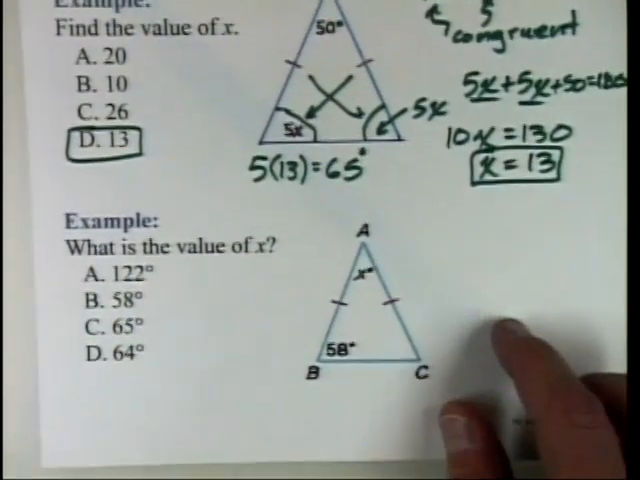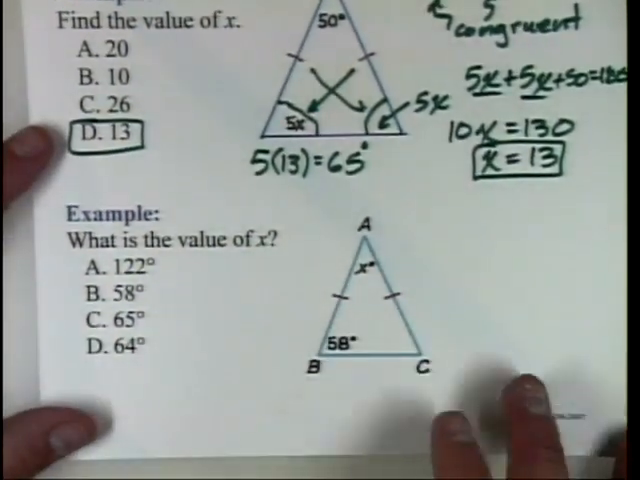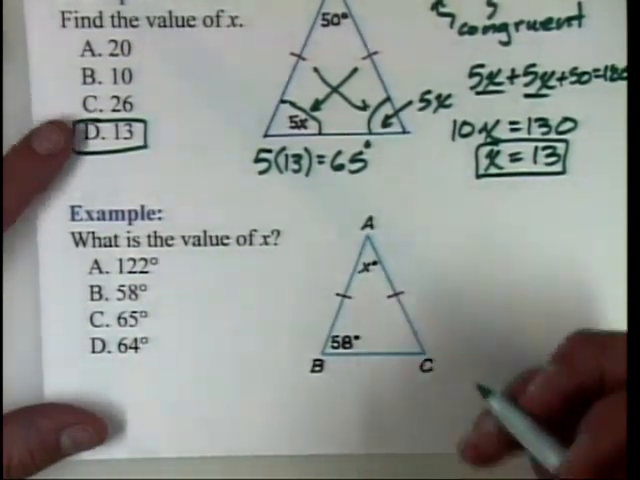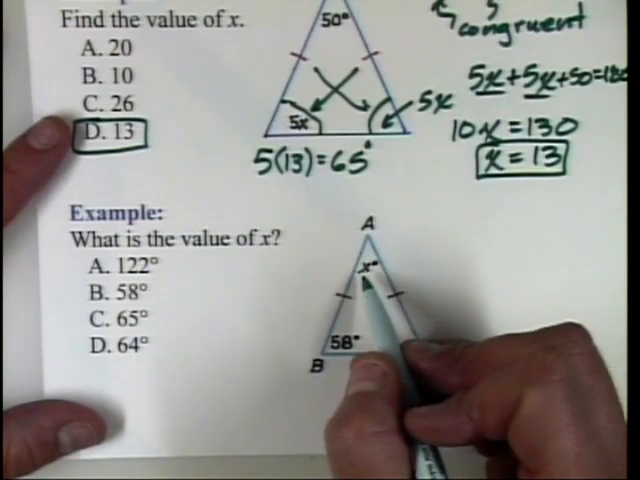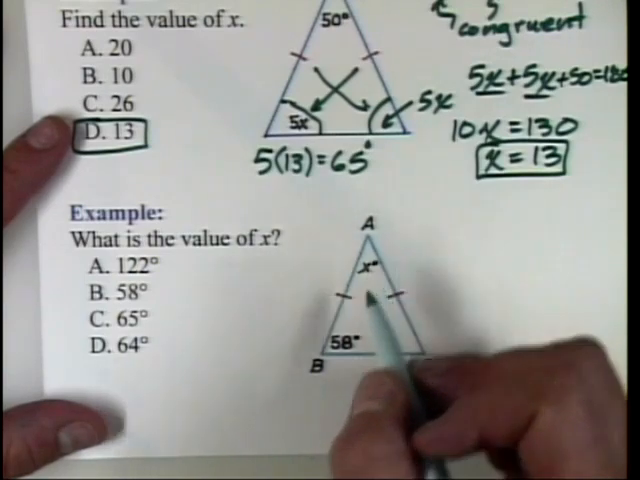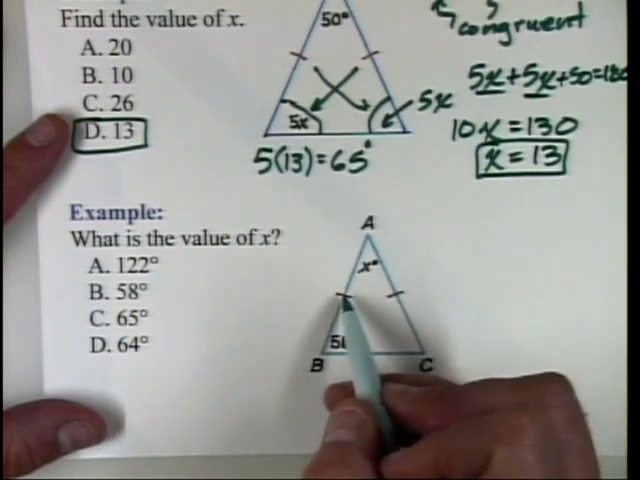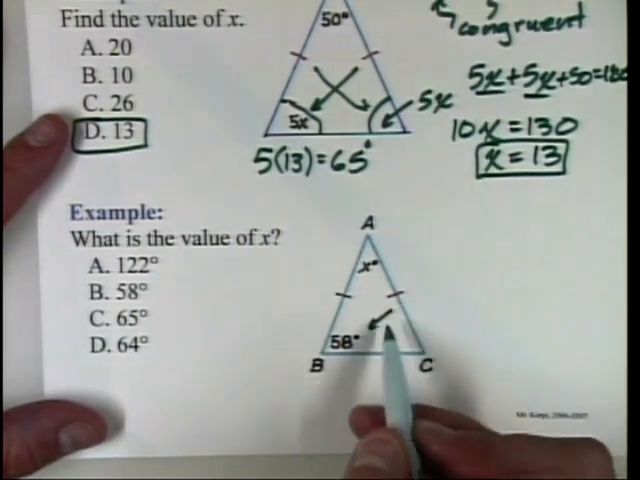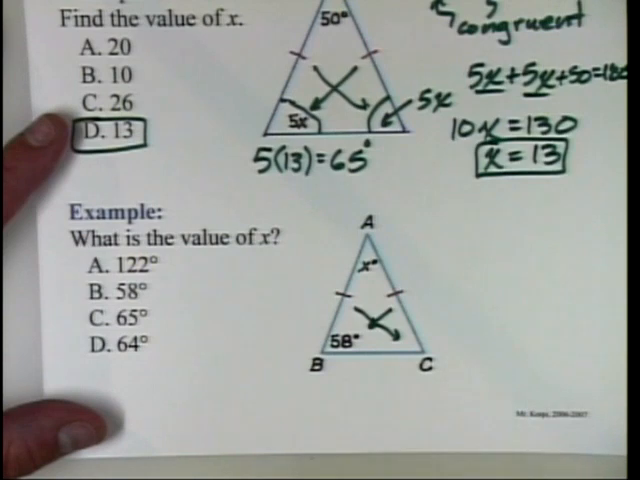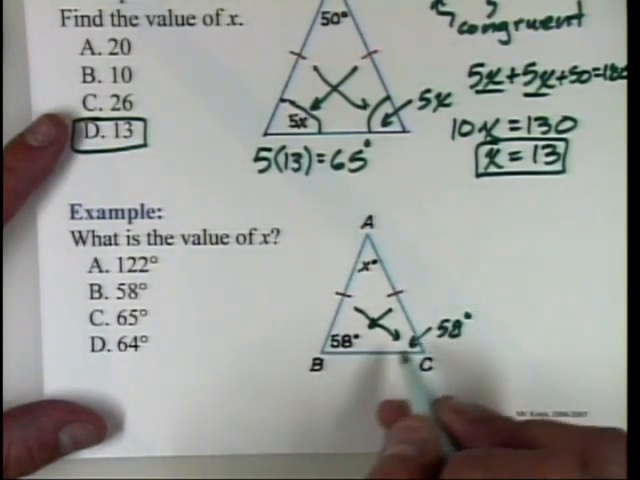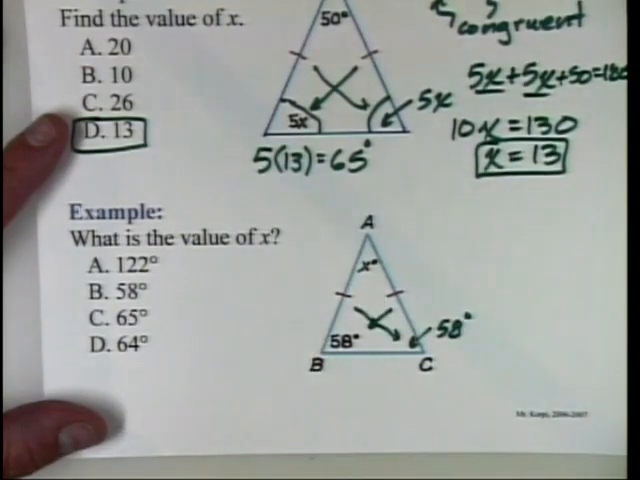Okay, next example. What is the value of x? It's a pretty common instruction for a math problem. But notice in this case that x is this vertex angle up here. Now, how do I know it's the vertex angle? Well, I have two congruent sides. So this is an isosceles triangle. So these angles that are opposite the two congruent legs are the base angles. And in this case, we know that both of them have to be 58 degrees. And the vertex angle is the variable.